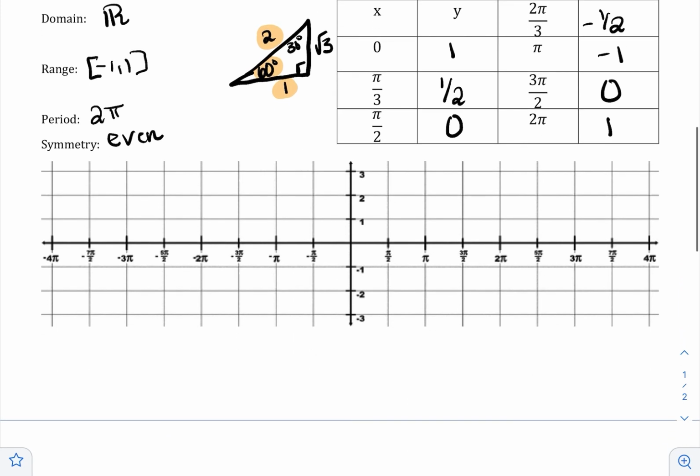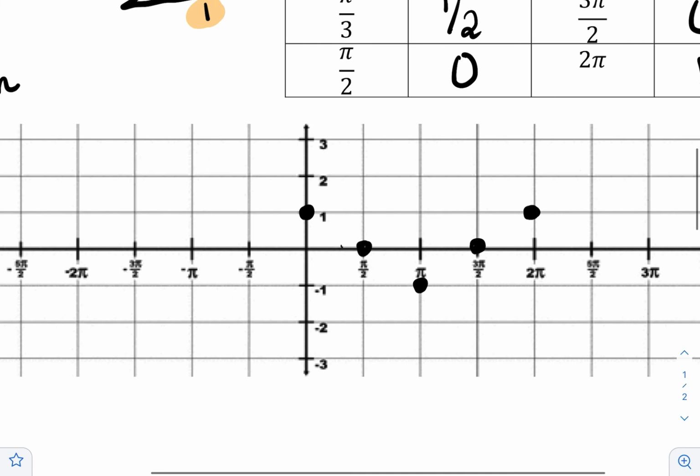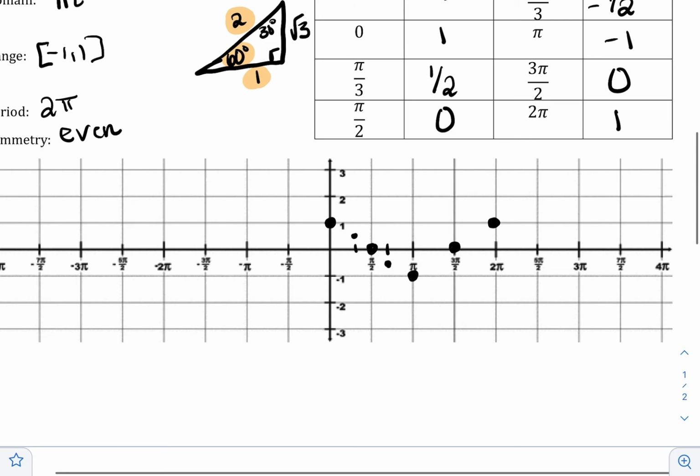And then we plot. So again, let's plot our axis angles. So 0, 1, pi over 2, 0, pi, -1, 3 pi over 2, 0, 2 pi, 1. And then pi over 3, which is 60 degrees, would be about 2/3 of the way in here. Not about, it would be. And 120 would be about right here. And that would be a -1/2. And again, if you really didn't know, of course, you would maybe have to do more points. But I will connect it for you. So here it is. And there is our cosine graph, our one cycle.